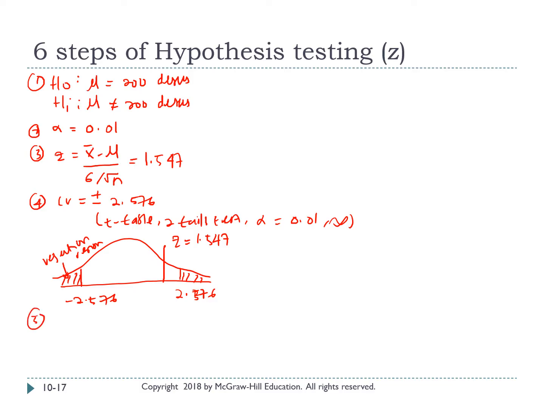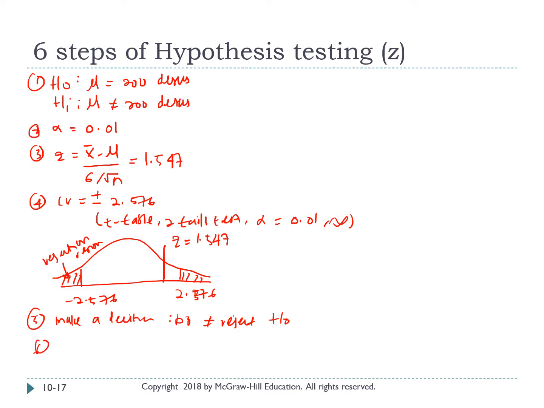Okay, so the next one, you have to write step number 5. So what is step number 5? You have to make a decision. So what is your decision? Since your z value is outside the rejection region, you should say do not reject your H null. If let's say your z value is inside the rejection region, you should say reject H null.